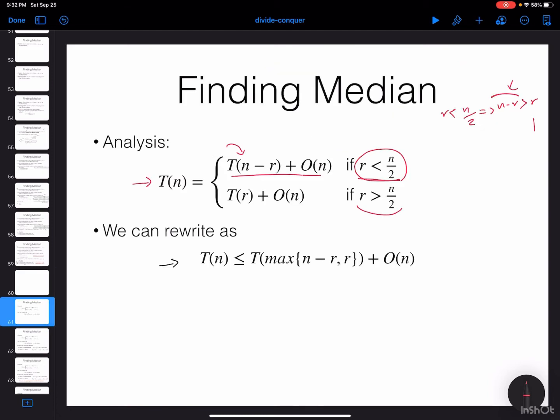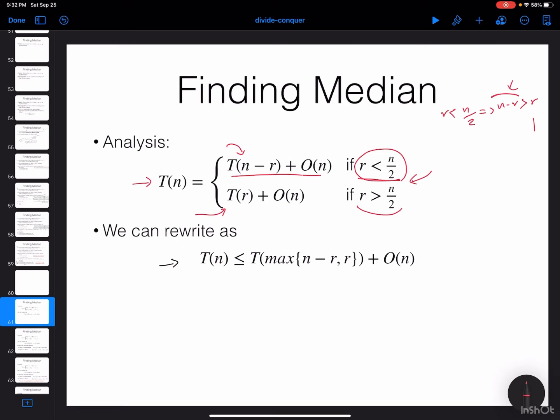So I just simplified it and wrote it as, for example, t of r plus O of n or t of n minus r plus O of n, depending on the value of r, whether it is less than n divided by 2 or greater than n divided by 2. So now you can see that everything would depend on choosing the pivot value.